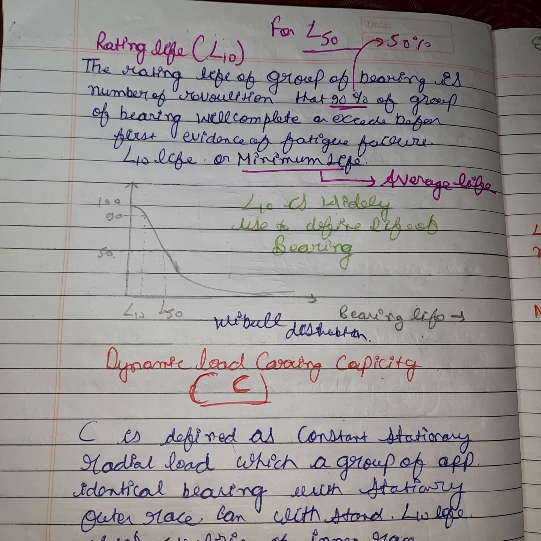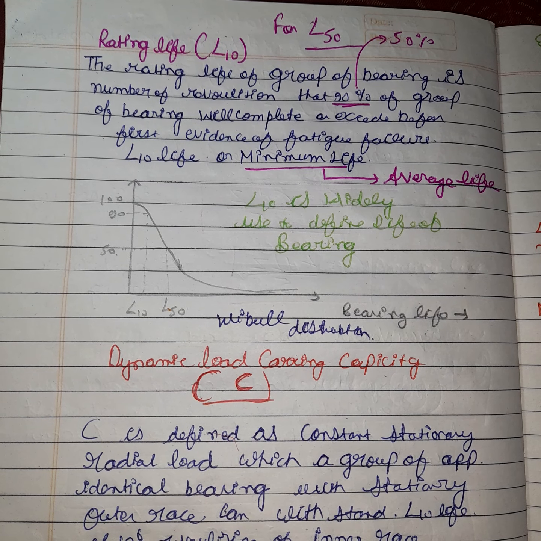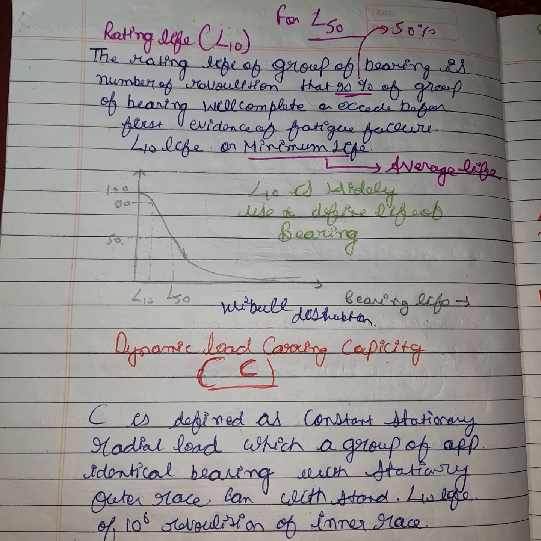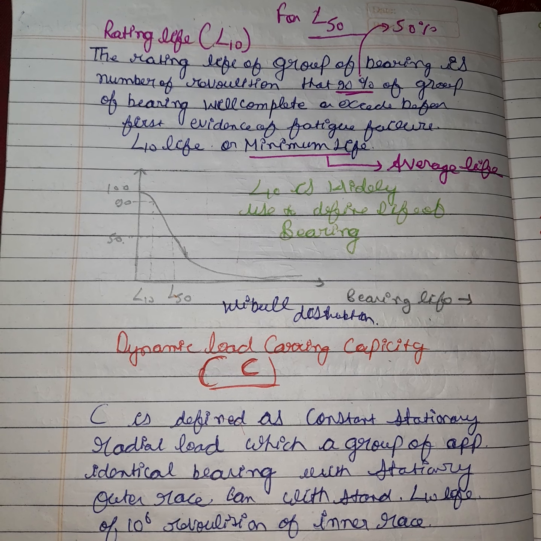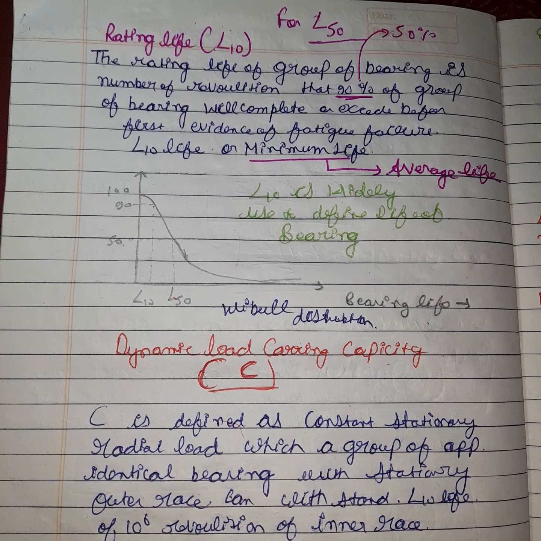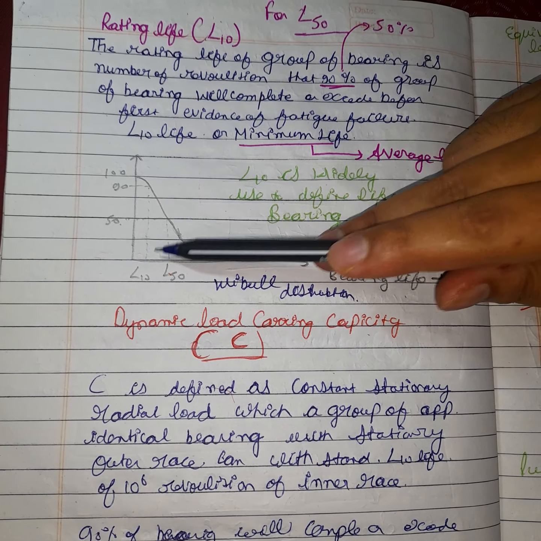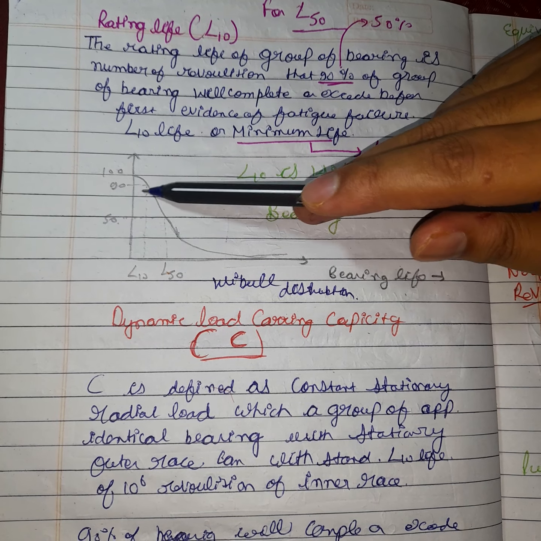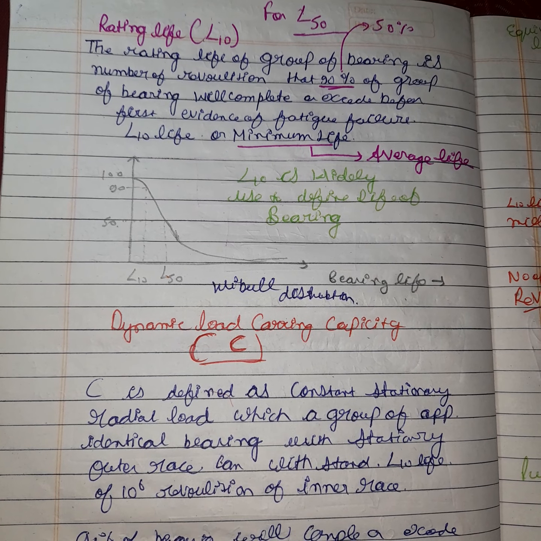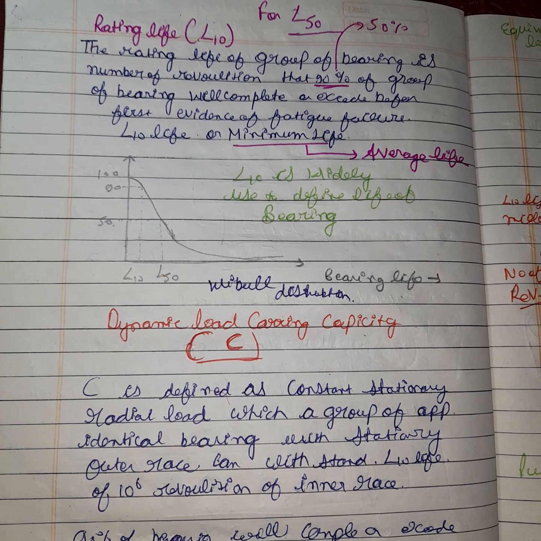In case of L50 life, or we can say the average life, we know that it is the 50% of the group of bearings which will complete or exceed the first evidence of failure before failure. Now we can look at the graph which shows how L10 life and L50 life are related. You can see at L10 life 90% of the bearings will complete a revolution, and in L50 life 50% of the bearings will complete their revolution.